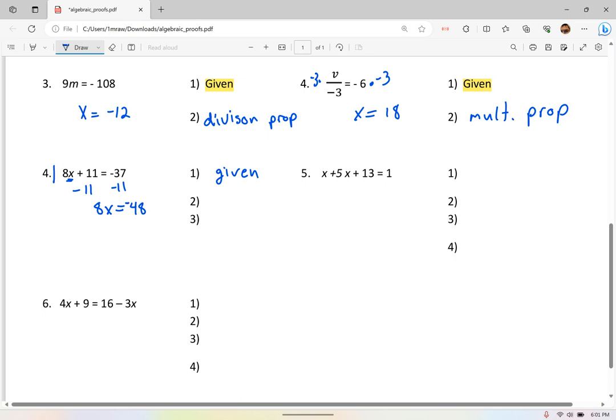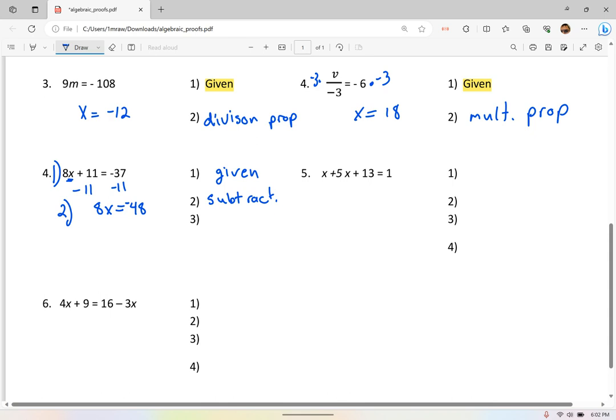So here's my first statement. Here's my second statement. Now, how did I go from my first statement to my second statement? I use my subtraction property of equality. Okay. And then I'm still not solving for x. I got to get there, right?